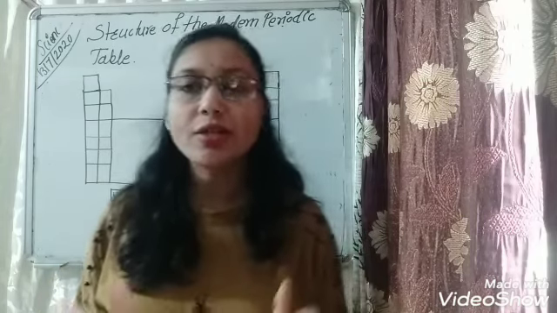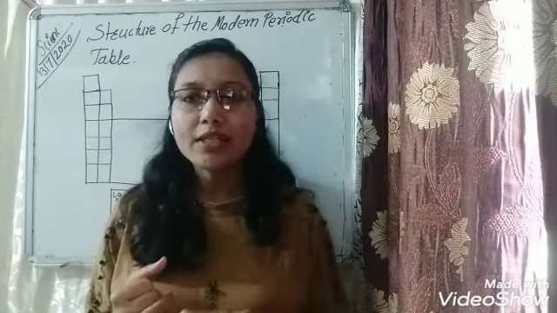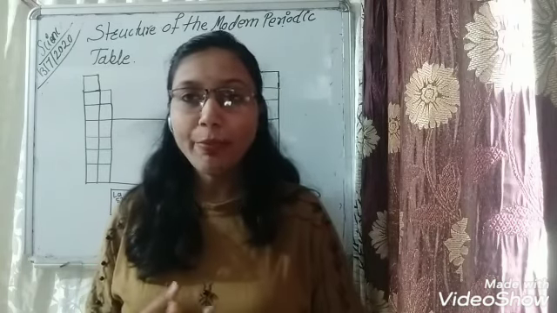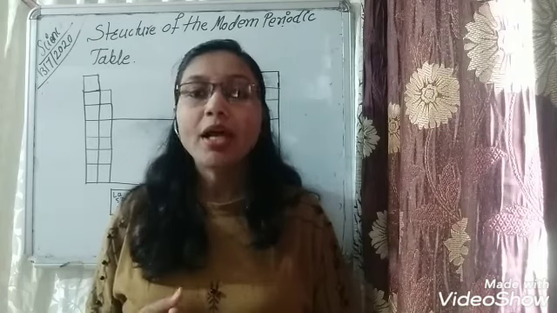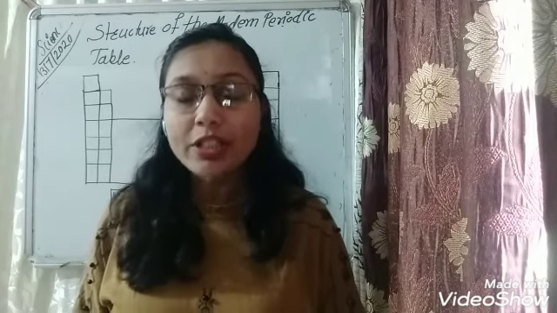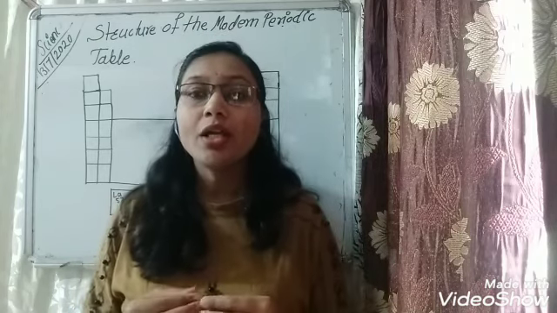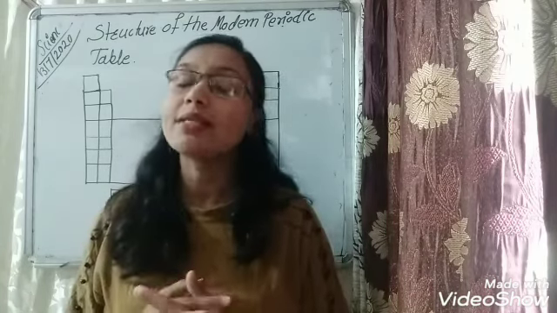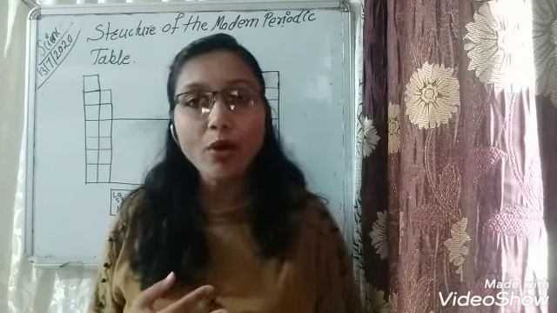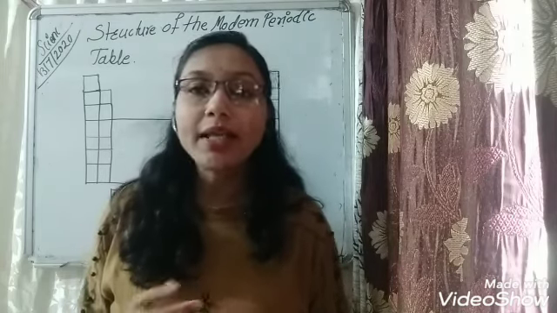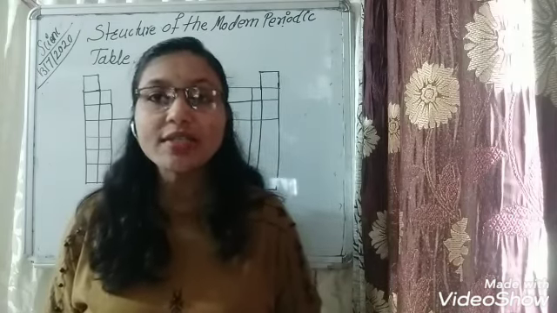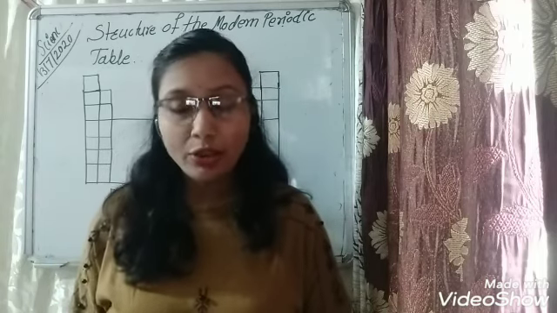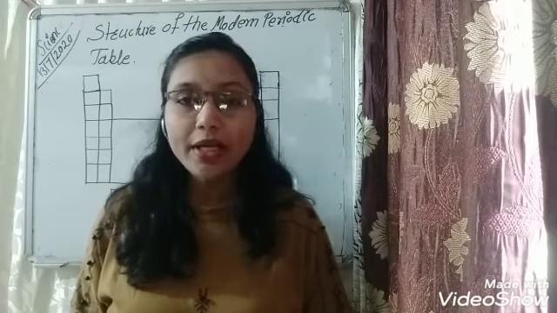In the previous lecture, you learnt about Dobereiner's triads, then Newlands' law of octaves, and Mendeleev's periodic table. All these arrangements of the periodic table are based on the most fundamental property, that is atomic mass number, the number of protons and number of neutrons. But there are certain limitations and drawbacks of Mendeleev's periodic table, Newlands' octaves, and Dobereiner's triads.